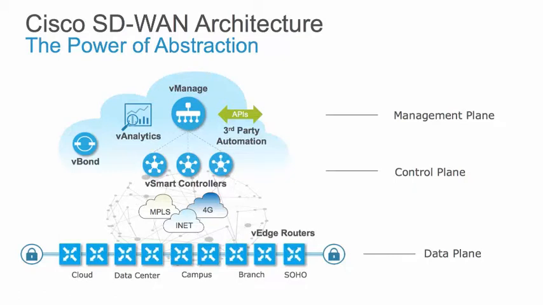Cisco SD-WAN architecture is built around the power of abstraction. There are 4 independent layers that interact with each other for programmability and efficiency of the network. The 4 planes of SD-WAN architecture are the orchestration plane, management plane, control plane, and data plane.